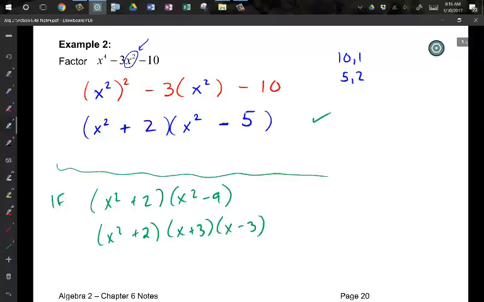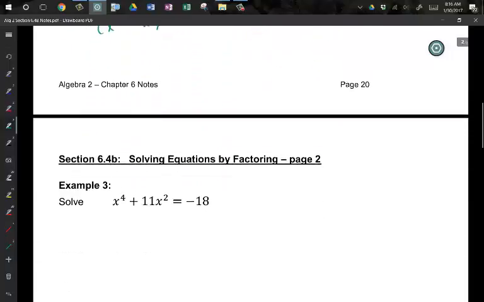You might bump into one in the homework. I don't know if there's one there or not. I didn't work every single one out. I just am trying to give you some general overall guidelines. Okay, let's shift to the back page.